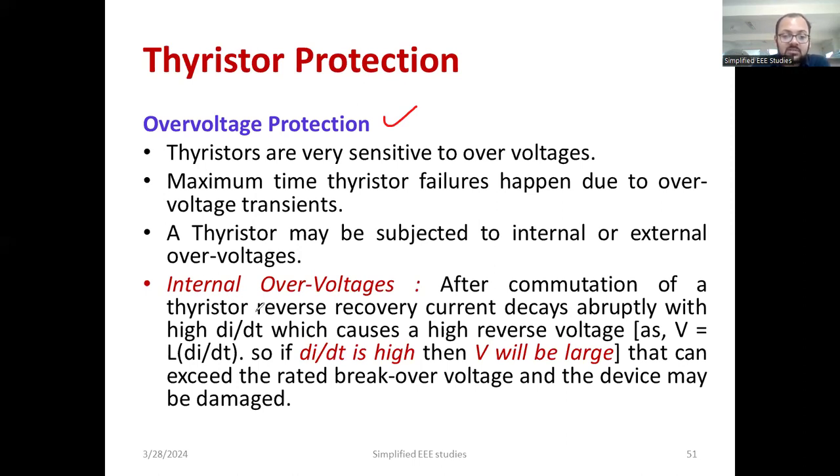You can minimize internal over voltage similarly to dI/dt protection. What you can do is use a series inductor. You can reduce it by connecting an inductor to limit the internal over voltage.